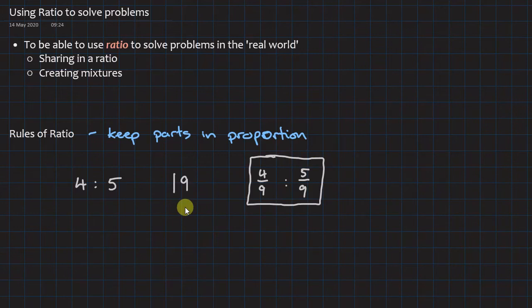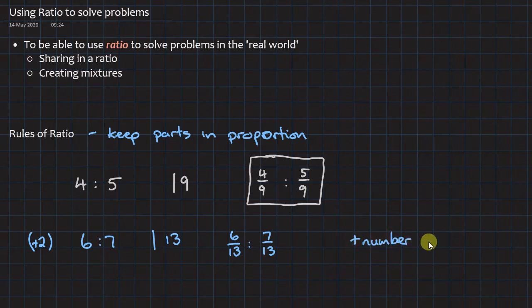So let's try adding 2 to both sides. If I add 2 to both sides, what happens? Well, I get 6 to 7. The total is 13. So the fractions I get are going to be 6/13 and 7/13. Are these in the same proportion as 4/9 and 5/9? Well, no, you can't easily convert them. There's a difference here of 1, there's a difference here of 1. So adding a number doesn't work. You can't just add a number onto a ratio and make it work.